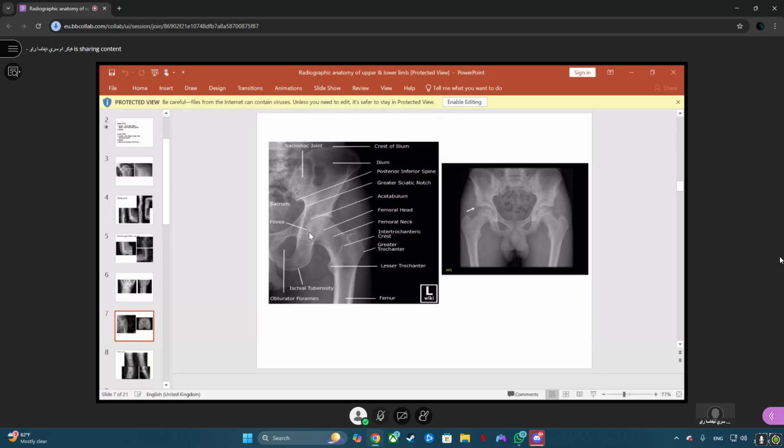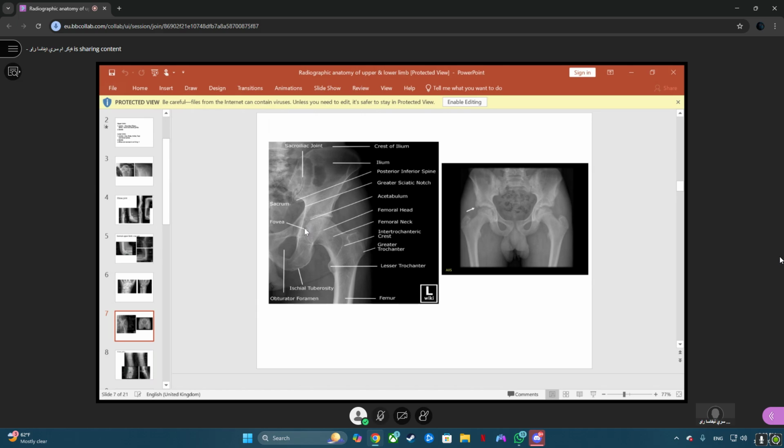So what is this fovea? On the head of the femur, there is a round structure called the fovea, where the ligament of the head of the femur, the ligamentum teres, is attached. Regarding this ligament, it is very important. This ligament carries an artery.